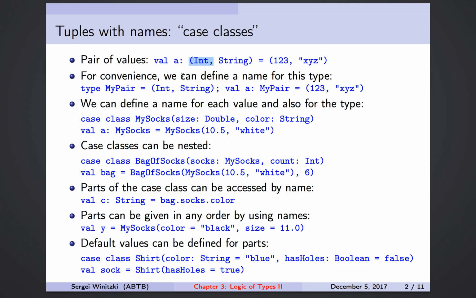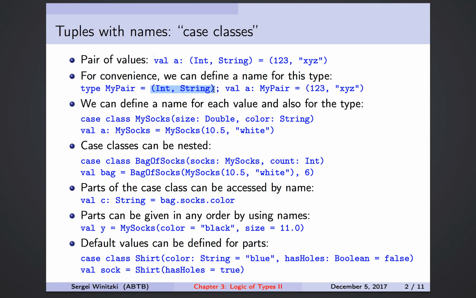And for convenience, we can define names both for the type and for each of the parts of the tuple. This is convenient to remind ourselves what is the reason we are introducing this tuple, what are the meanings of each part. So here's an example. We can say this is the name of the type, my pair. But this doesn't give us a lot because my pair would not be different from any other tuple of int and string, maybe with very different interpretation.